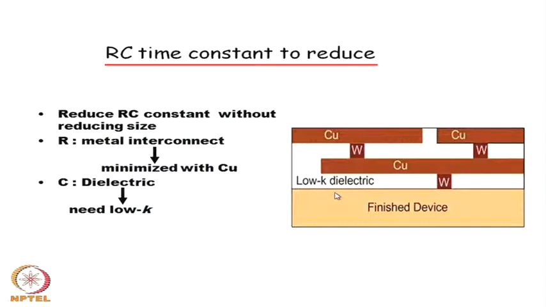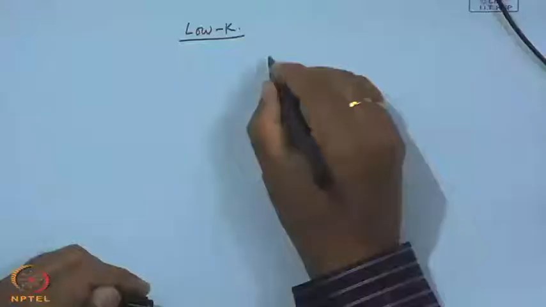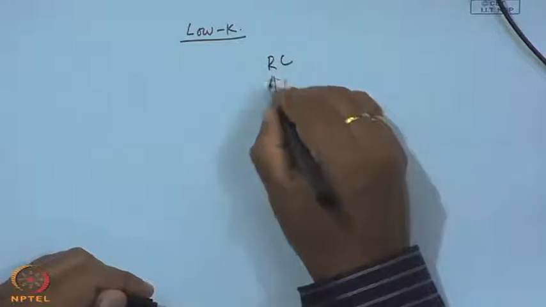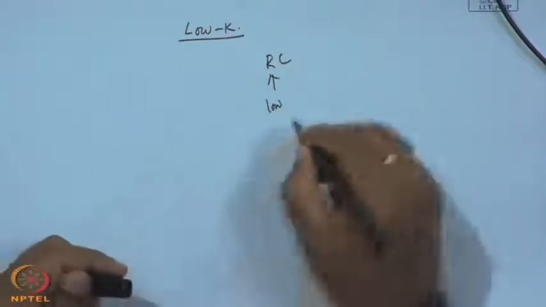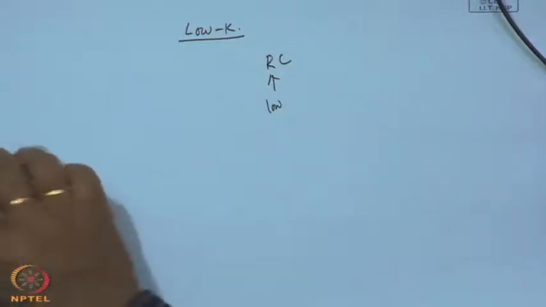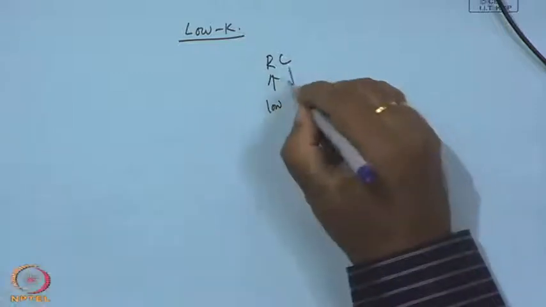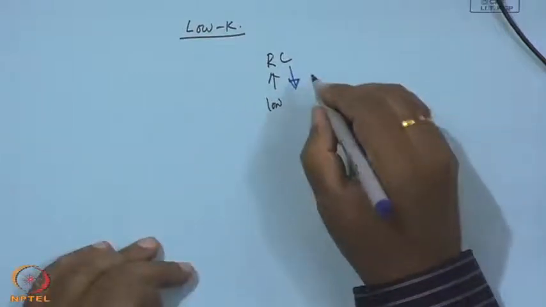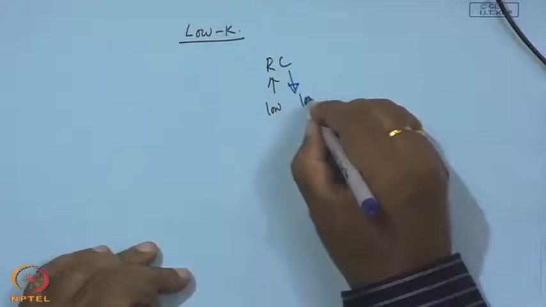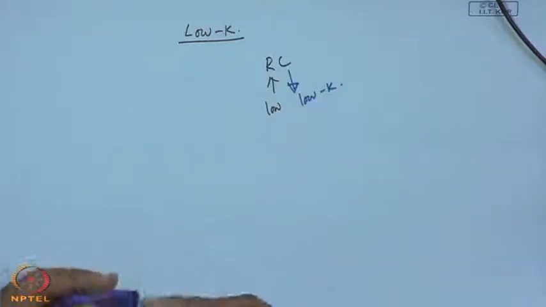So, so far as the RC time constant is concerned, R is low because we take copper, and for C we have to make the choice. However, this must be some low K.